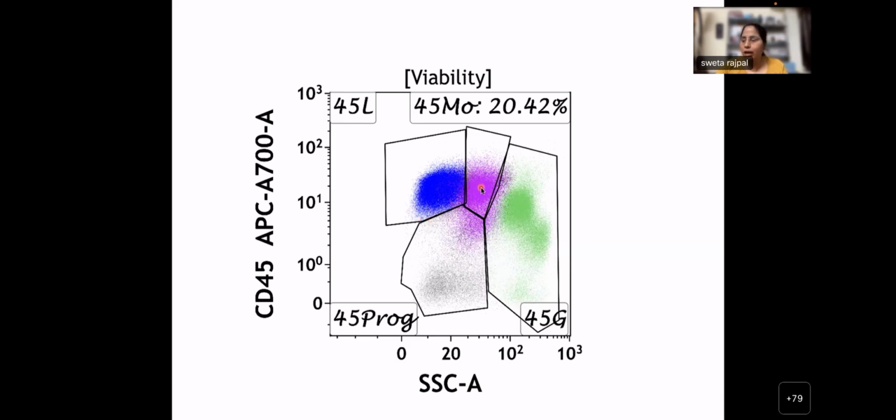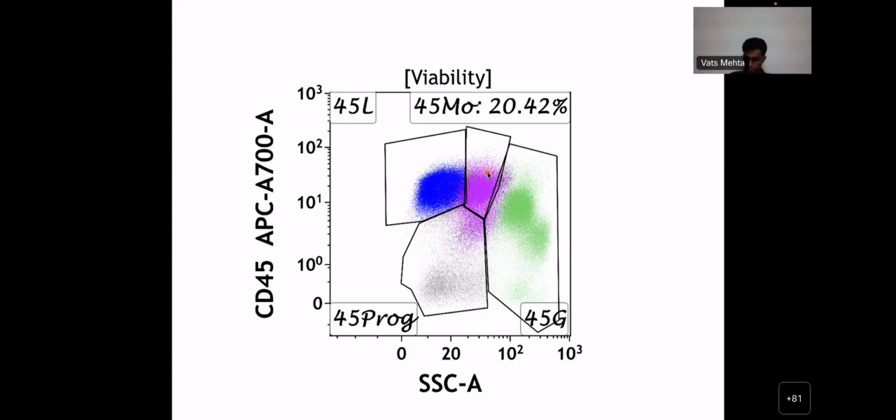Ankit, did you say lymphocytes are the larger cells among these cells? No, sorry, I think that's wrong. Yes, I said that, but I think you meant CD45 bright, but these are, yeah.